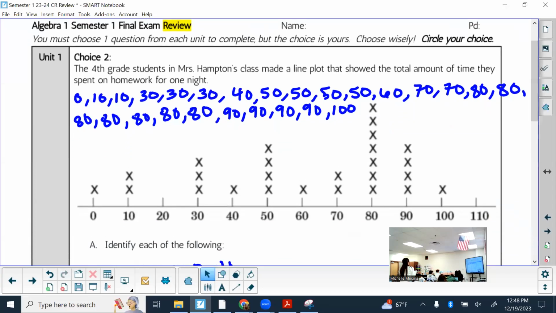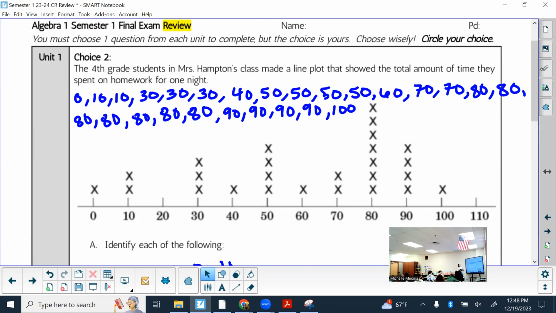So the 4th grade students in Miss Hampton's class made a line plot that showed the total amount of time they spent on homework for one night. Be able to do it whether they give you data like what I wrote in the blue, or if they gave you like the dot plot. All I did here was copy it from the dot plot to here.